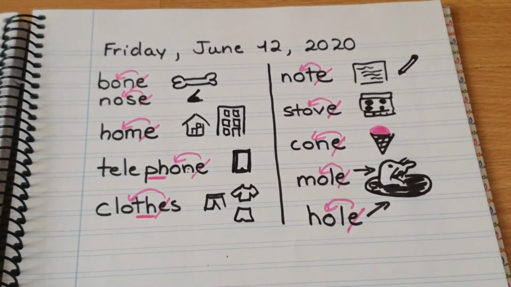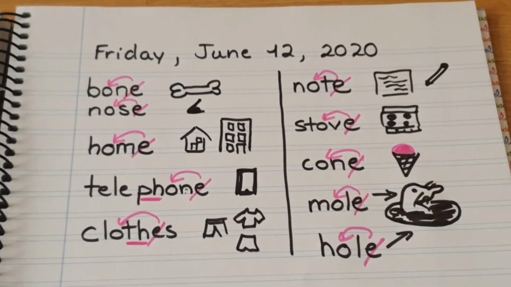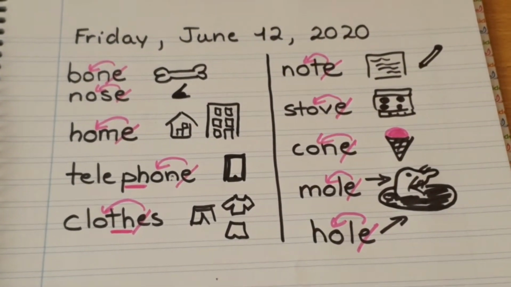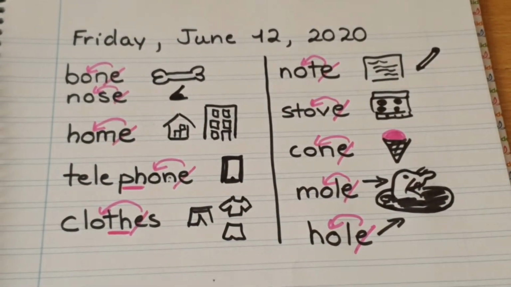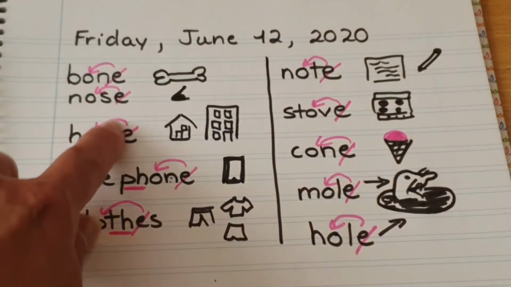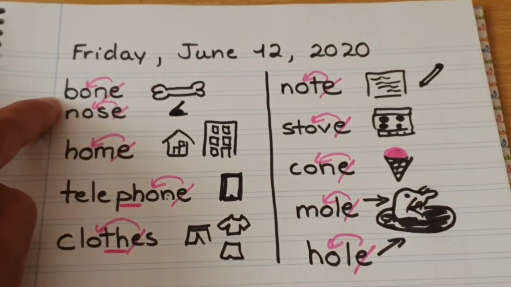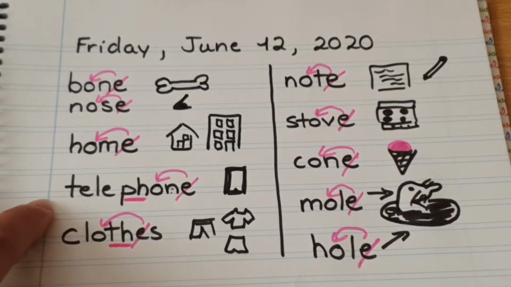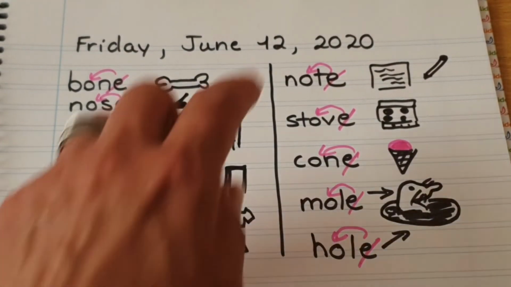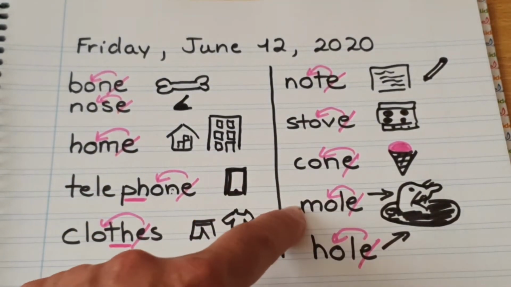Not hole. No, no, no. Hole. So, please, can you read the words with me a little bit? Let's make this a little bit bigger. Yes? Okay, let's read it one more time. Remember, this is O with the magic E. The magic E is quiet and makes the A say O. Like in bone, nose, home, telephone, clothes, note, stove, cone, mole, and hole.